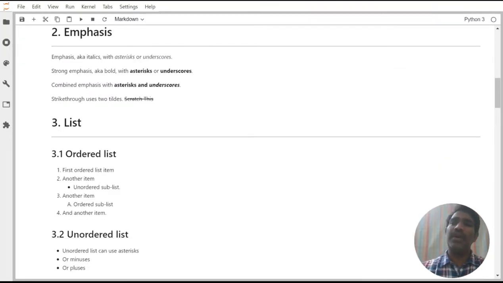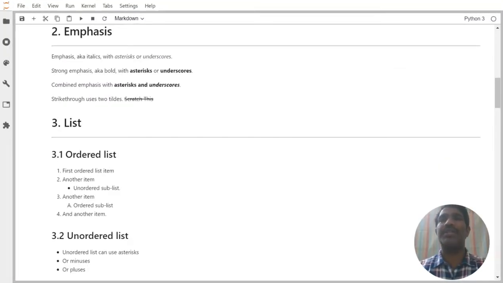Now we know how to write headings in the Markdown language. The second one is emphasis, which is nothing but importance. While you're reading the newspaper, you might see some things bolded, some written in italic, and some written with a strikeout. That shows the importance of that particular word.